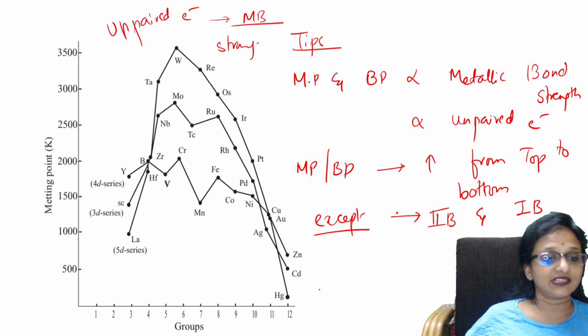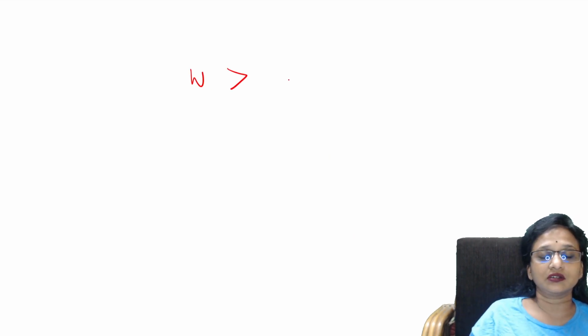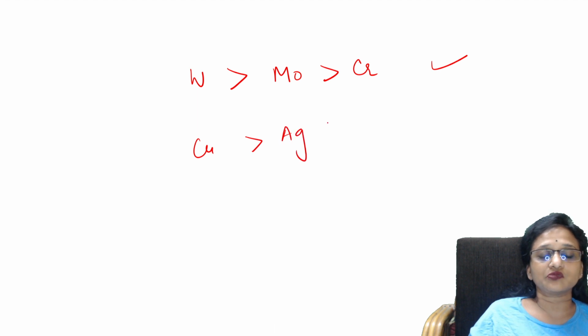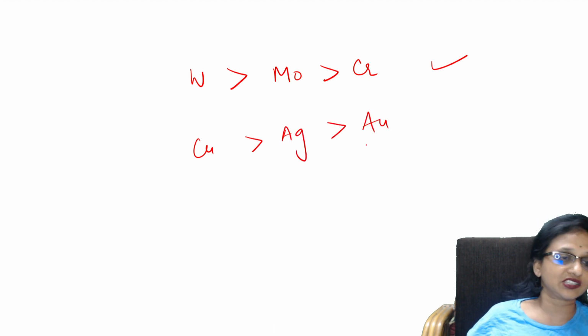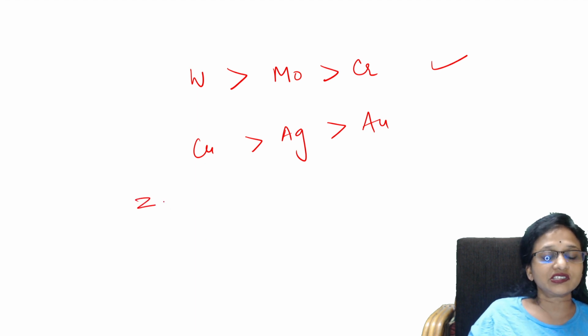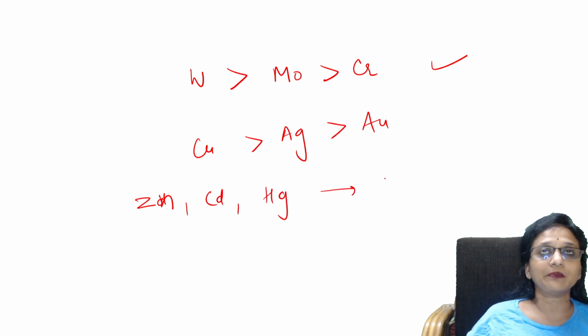So, the size, carefully remember. What is it to remember? Tungsten has more MP and BP than molybdenum, which is more than chromium. This is the question they will ask. Copper is more than silver, which is more than gold. The reason I just told you. So among these, which is having low? Zinc, cadmium, and mercury have comparatively very low melting points.